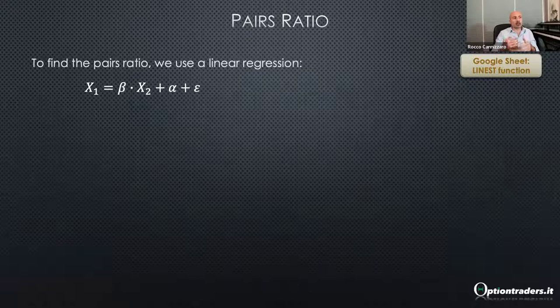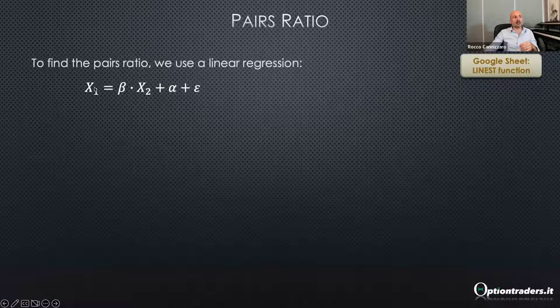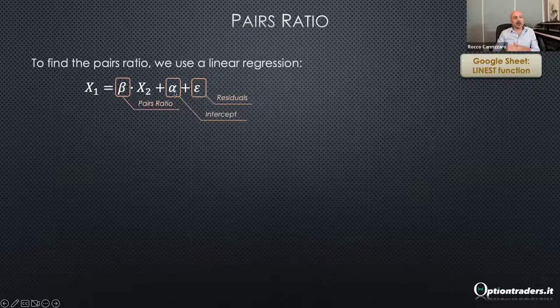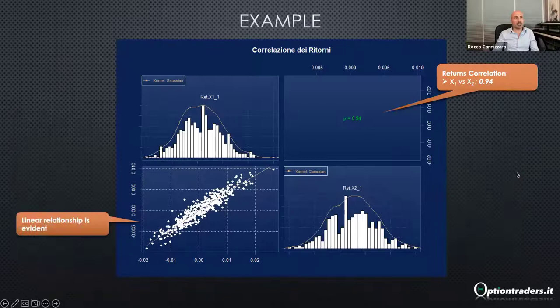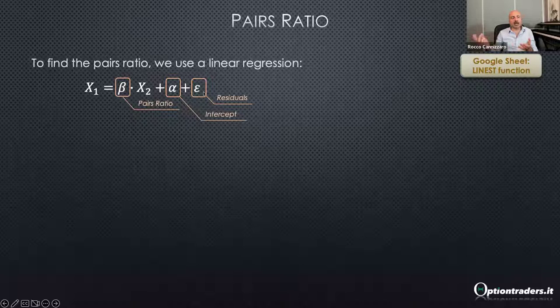We have the price data for the first asset and the price of the second asset, and we're trying to find the value of beta and alpha. Beta is the pair ratio. Alpha is the intercept, which is essentially the average, this value here, the dotted green line. The last piece is the residual, which is basically the error term. Whatever is left is an error, because we will never be able to find a perfect model.